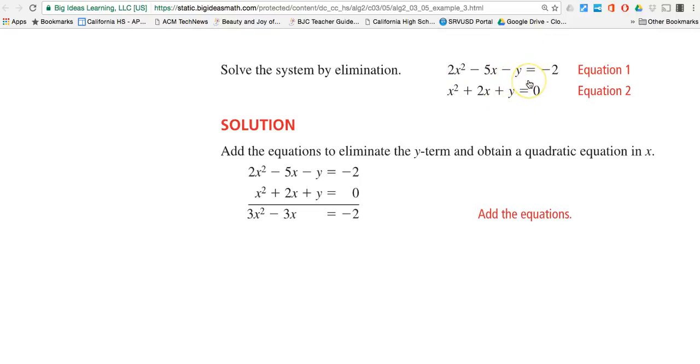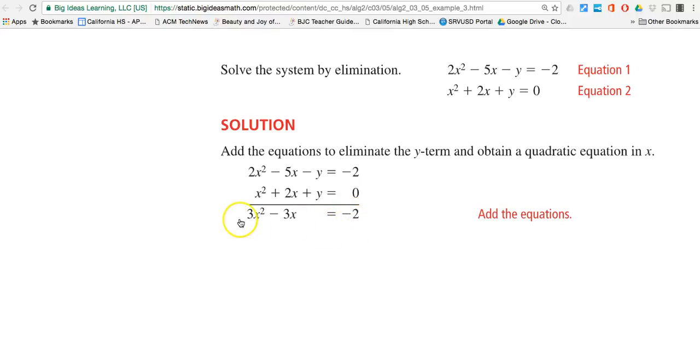Remember how we did this in one of the previous chapters. The concept is the same. Once they have the same coefficient and opposite signs, you just line them up and do the addition. So when we add our two equations together, we get 2x squared plus x squared gives us 3x squared, minus 5x plus 2x gives us minus 3x. Obviously our y's cancel out, and then we get negative 2 plus 0, so we have minus 2.